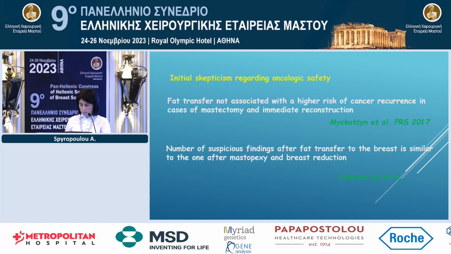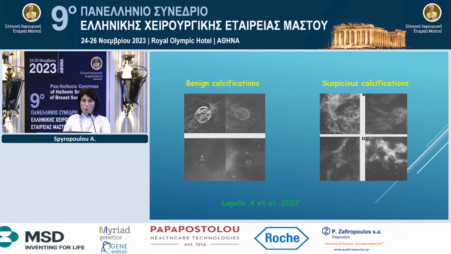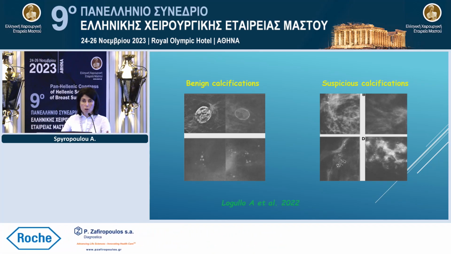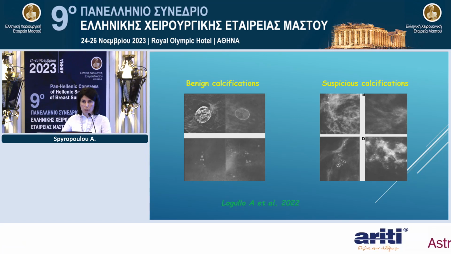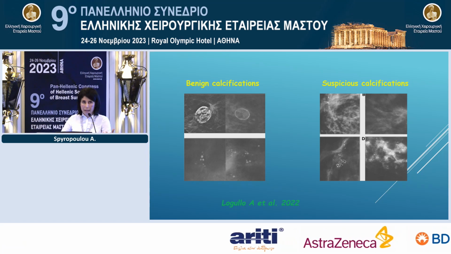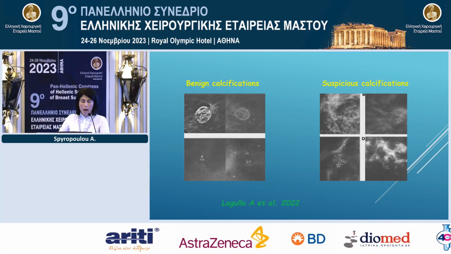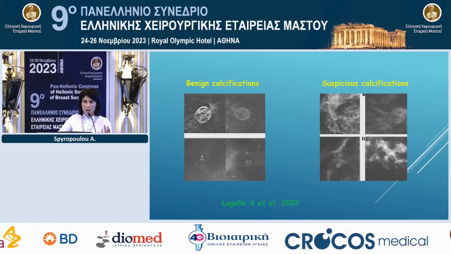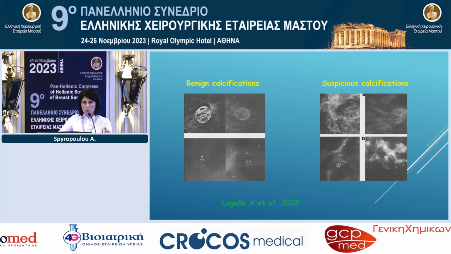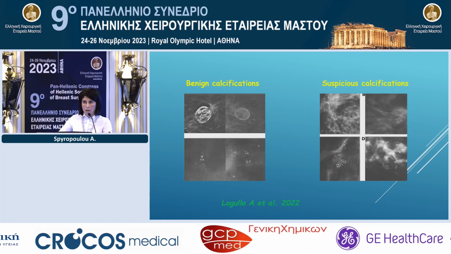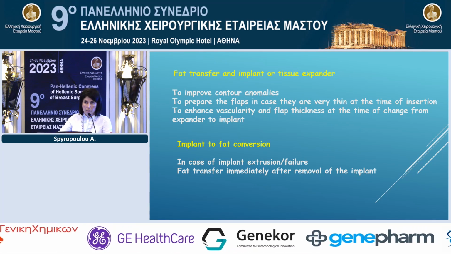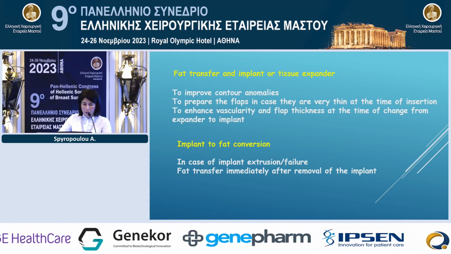mastopexy and breast reduction. Where the fat dies, it is replaced by calcium. So this causes calcifications that an inexperienced radiologist can mistake for cancer. However, the benign calcifications have a different appearance. They are round, while the suspicious calcifications usually have a linear setting. And this is something that we have to remember.